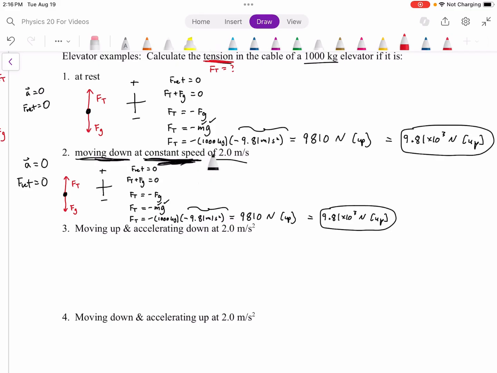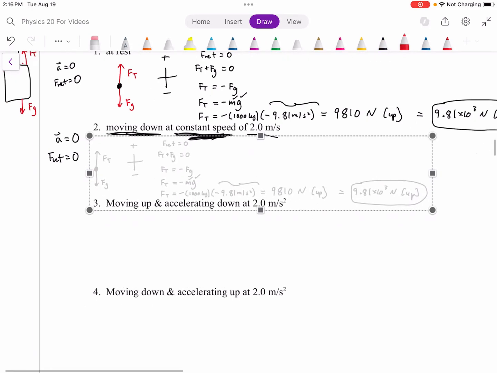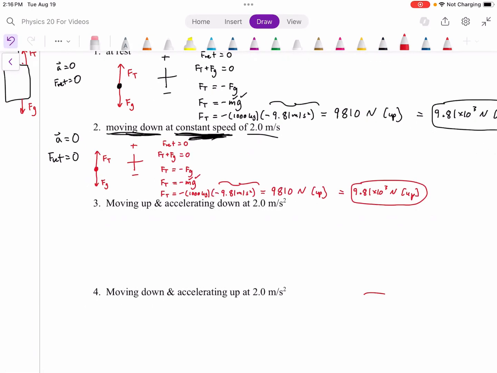Remember, this is great to know. Nice to know that the speed is 2 meters per second, right? But speeds have nothing to do with the forces. Changes in speed, accelerations, are caused by forces, right? So if it's not accelerating, which it's not, if it's moving at a constant speed, then F net is 0 and the tension plus the force of gravity equals 0, right? Rearranging, putting in all the same numbers because nothing's changed there, we get the exact same answer.